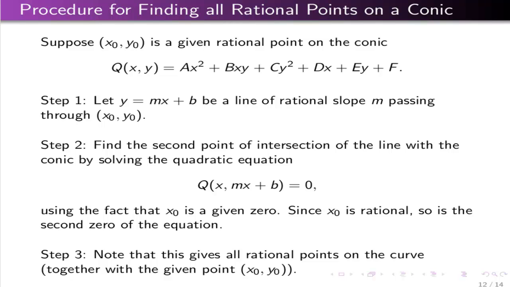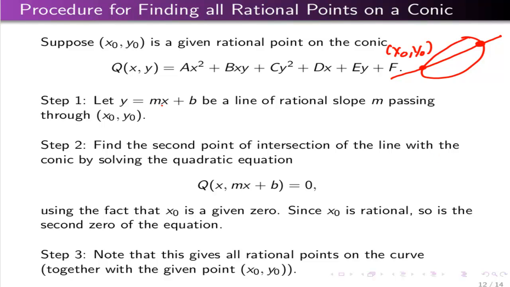So what's the procedure then in general? We suppose (x0, y0) is a given rational point, and what I do is I draw a line. So if you imagine it being like an ellipse here, here's my given point (x0, y0), and I just draw a line through that point of slope m. So I let y equal mx plus b be a line with a rational slope m passing through the given point (x0, y0), and I just find the second point of intersection.